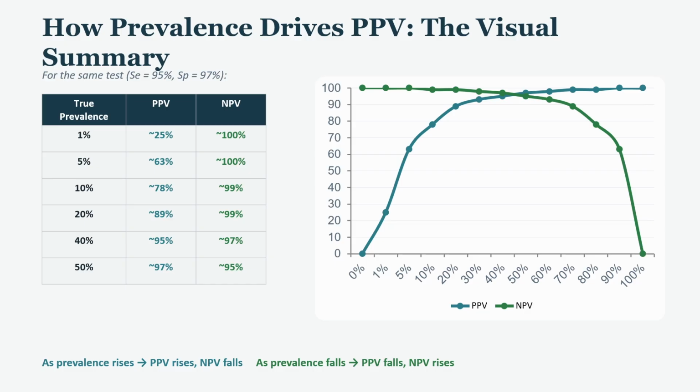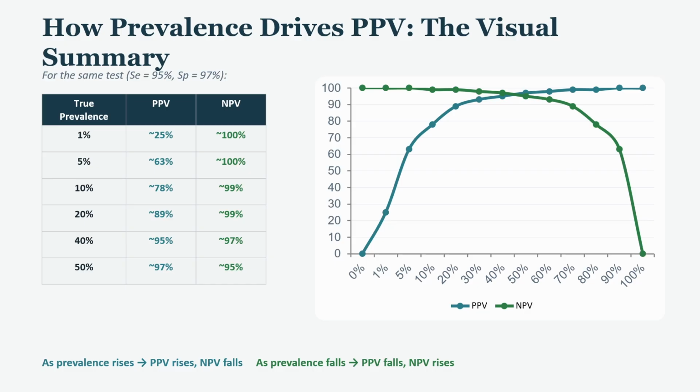The test has not changed. The prevalence has. Now look at NPV. It's high across almost the entire prevalence range for this test. At low prevalences, a negative result is almost certainly a true negative. As prevalence gets very high, NPV starts to fall because now missing a truly infected animal becomes more likely.